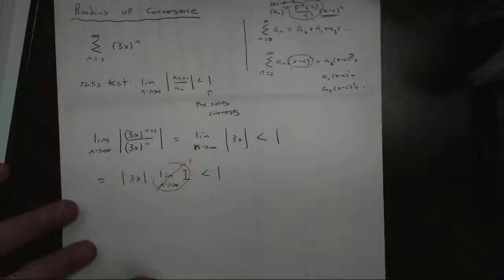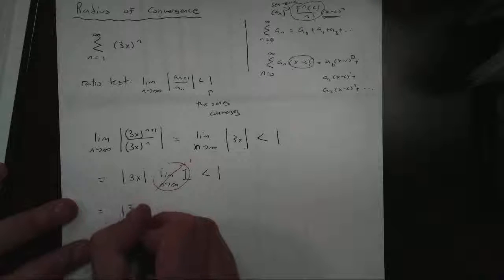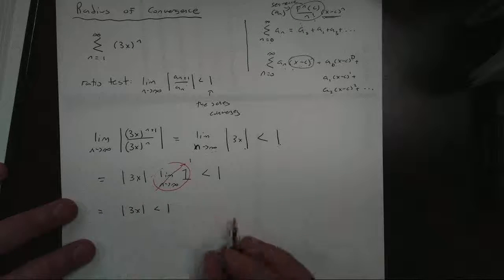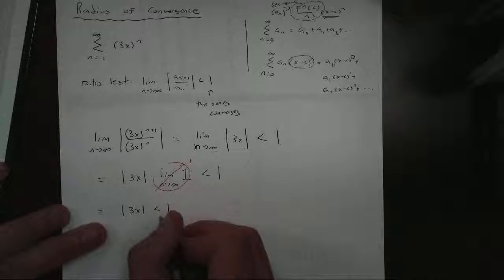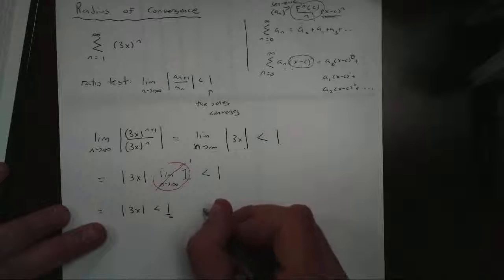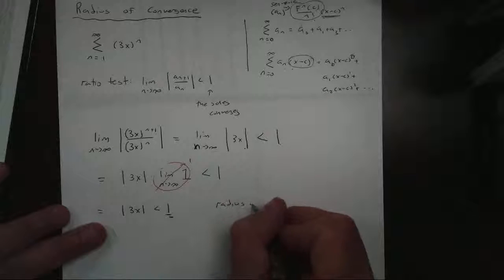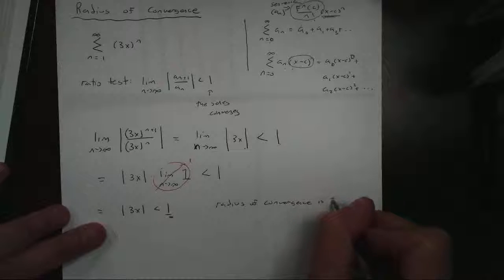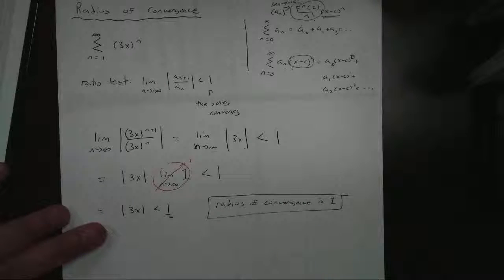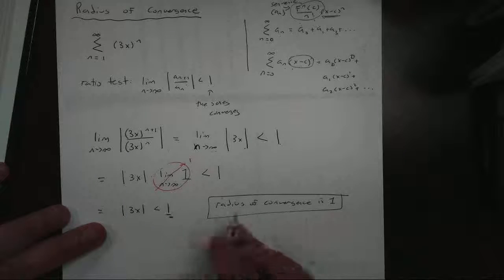So what we're left with is the absolute value of 3x being less than 1. Now, this part right here tells me my radius of convergence. What this is telling me is that my radius here is 1. That the radius of convergence is 1 unit. So as long as the absolute value of 3 times x is less than 1, this series will always converge.